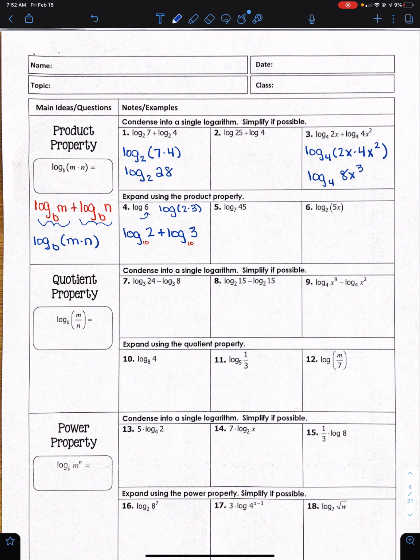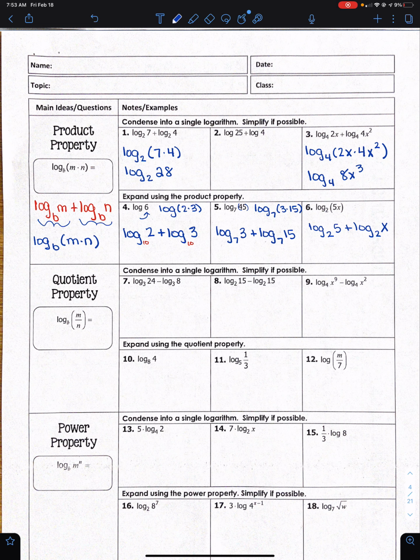All right, so I'm going to go over to number 5 and try to find two numbers that I could multiply to give me 45. So that would be log 7. I'm going to do 3 and 15. You could do 5 and 9. Okay. So then we would have log 7 of 3 plus log 7 of 15. All right. Last one. I'm going to have log 2 of 5 plus log 2 of x.